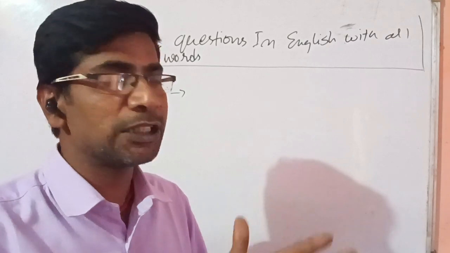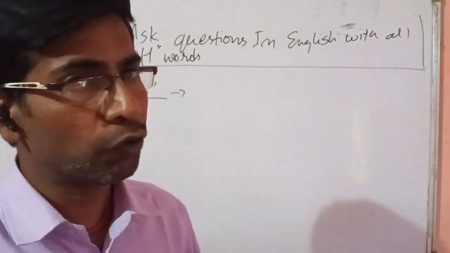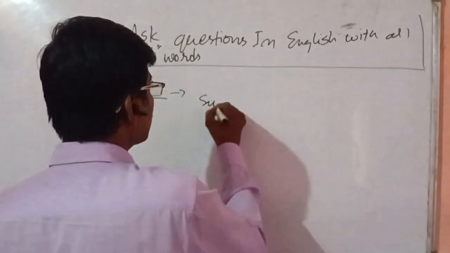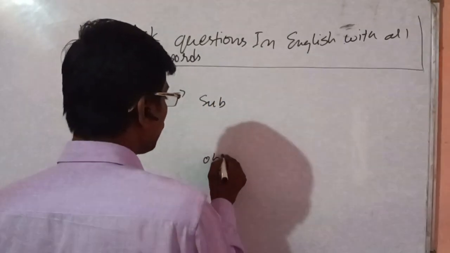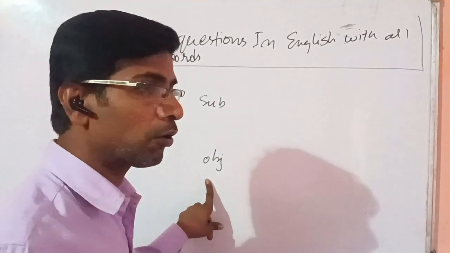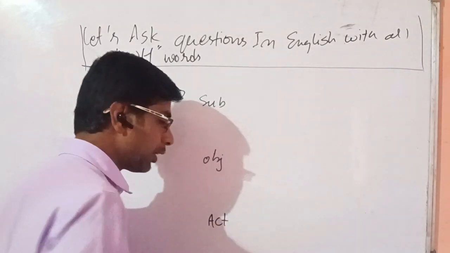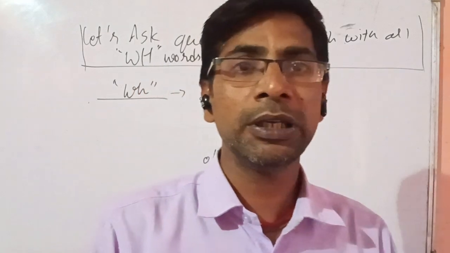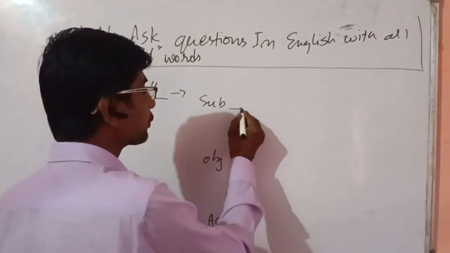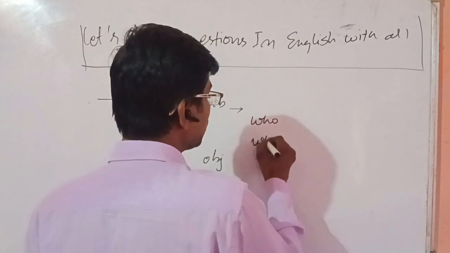When we make a sentence in a positive or affirmative way, we generally have three things on which we ask questions. Either we will be asking questions on the subject, or on the object, or on the action. So when we ask questions on the subject, we generally use two words.